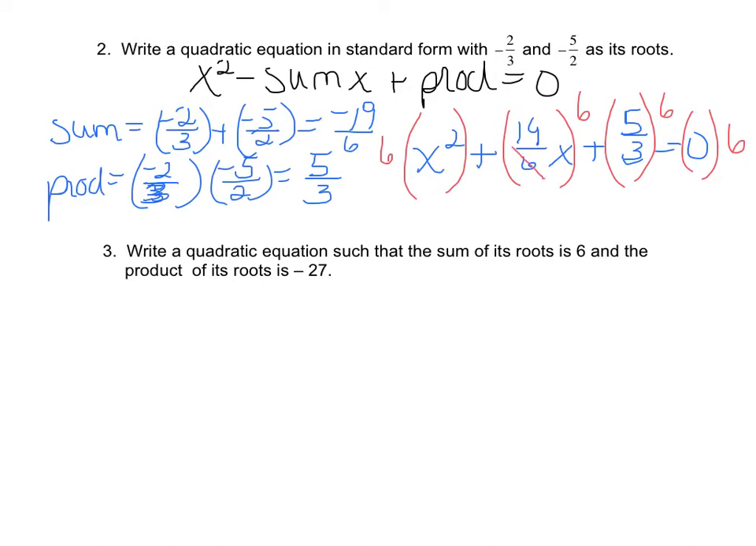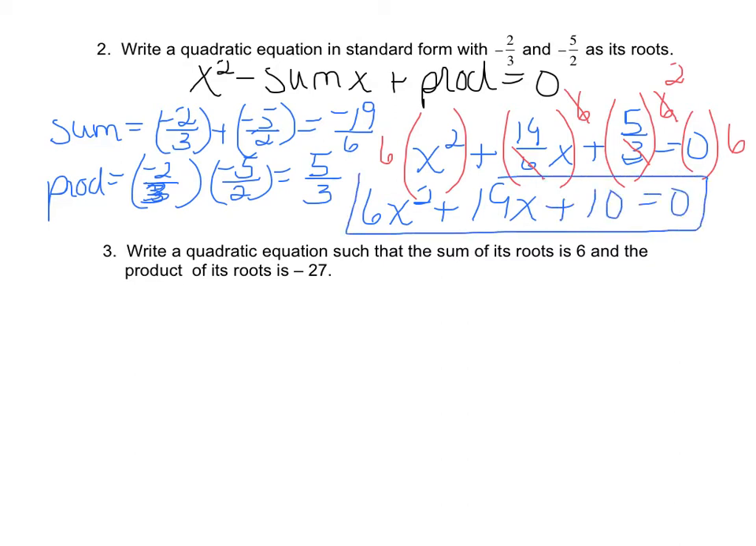The 6's cancel out in the middle term. And 3 can be reduced into 6 2 times. So let's see what we have left over. We have 6x squared plus 19x plus 10 equals 0. So there is our quadratic equation whose roots are negative 2/3 and negative 5/2.